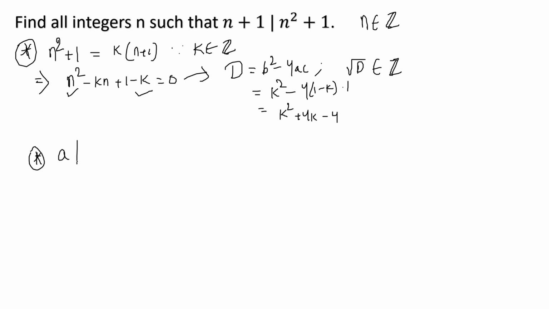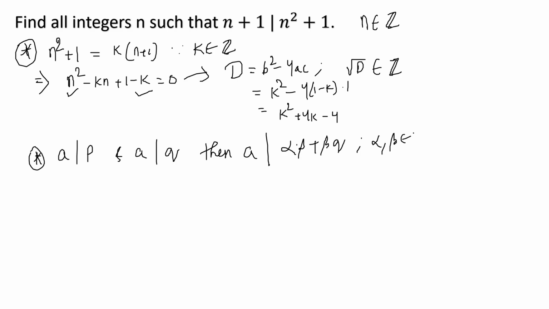Remember that if A divides P and A divides Q, then A will divide any linear combination of P and Q. So any alpha P plus beta Q, or even any powers of them. So basically, you can even write P square or P cube here, where alpha and beta are obviously integers. This is evident from the basic definitions, and you can try and prove it. So we are going to try and utilize that.